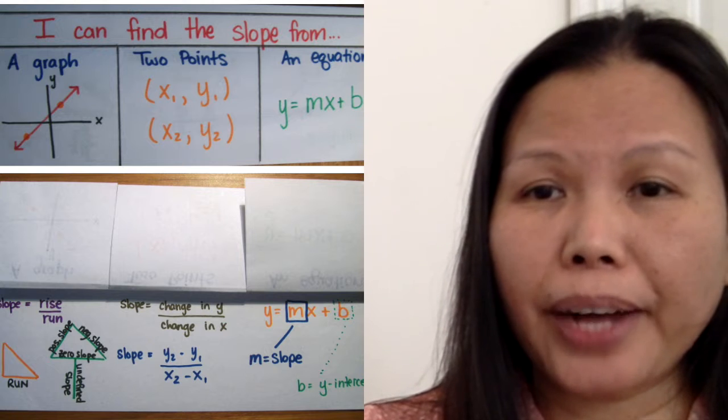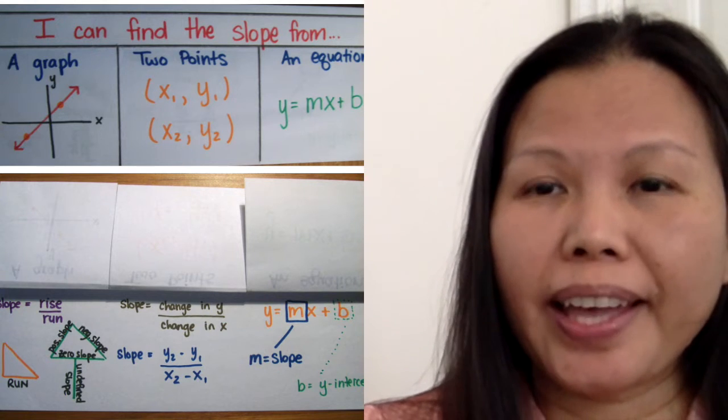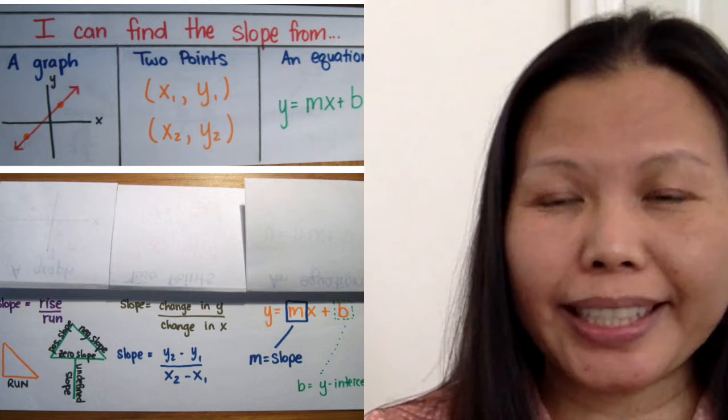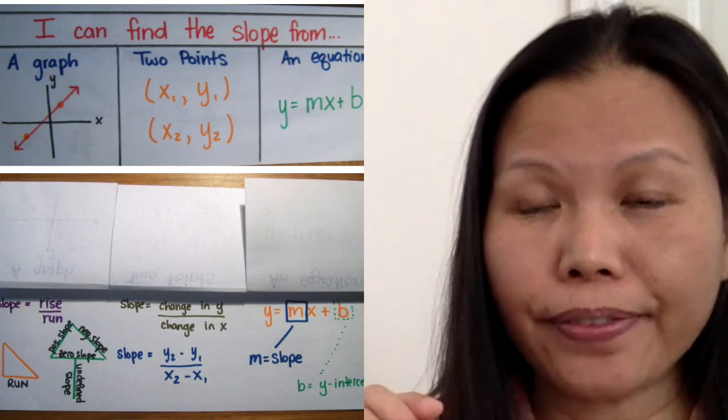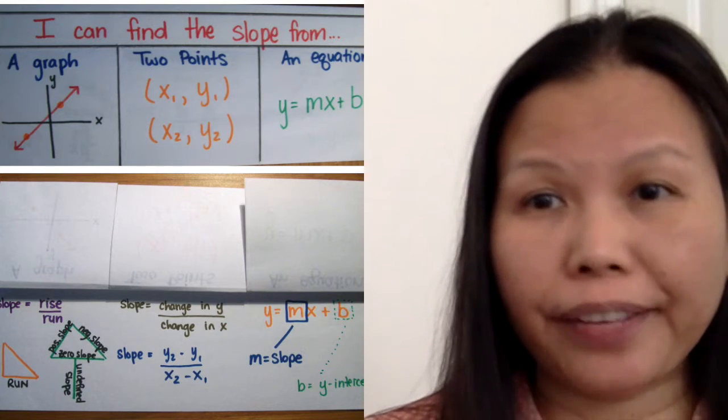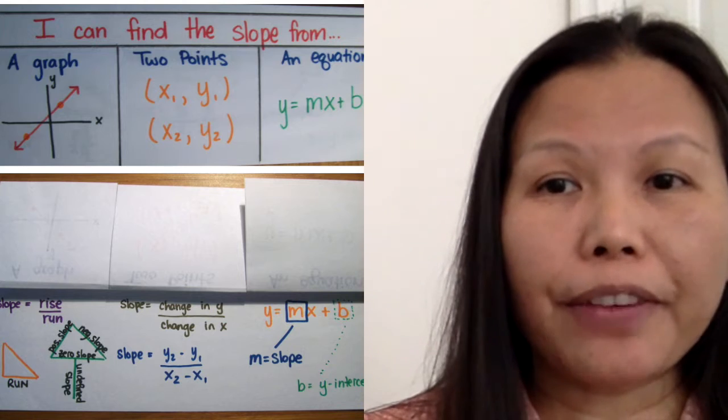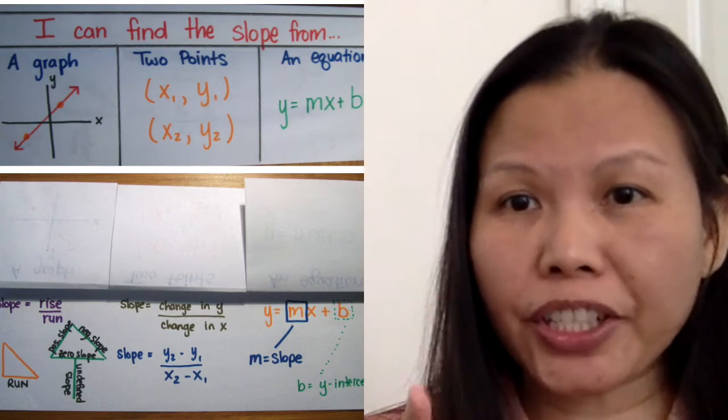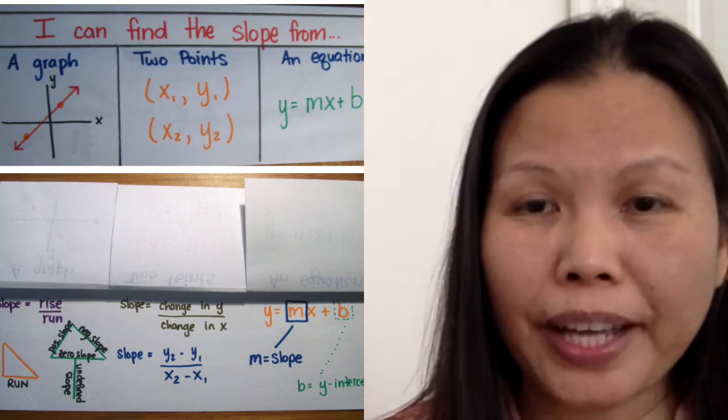In this video, I'm going to go over slope, how to find slope given 2 points, how to find slope given a graph, and how to find slope given an equation. So there are 4 different types of slope. You watch the slope video in class and review it.